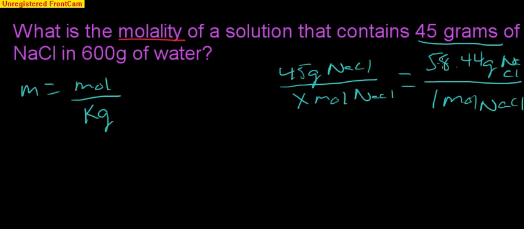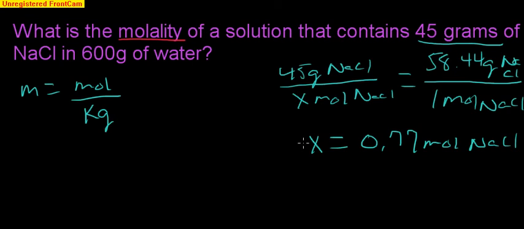So now I just cross multiply and divide. And by this point in the game, you can probably do this. So I won't actually write out the work here. I'll just write what my x is for moles. So after you cross multiply and divide, you're going to get 0.77 moles of NaCl. So we've got 0.77 moles of sodium chloride.